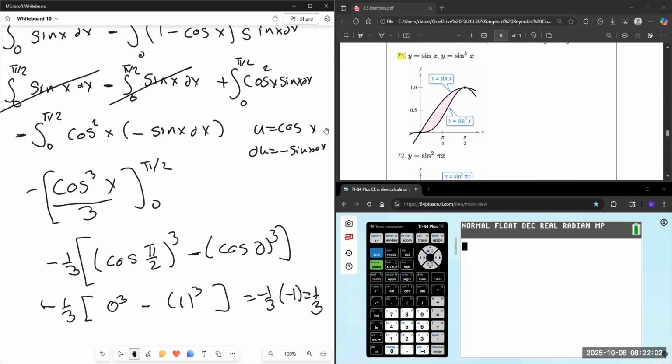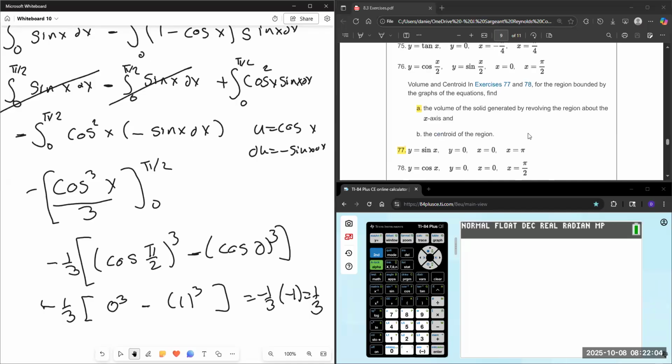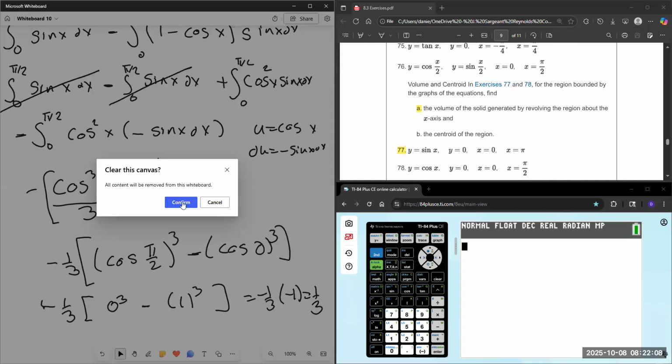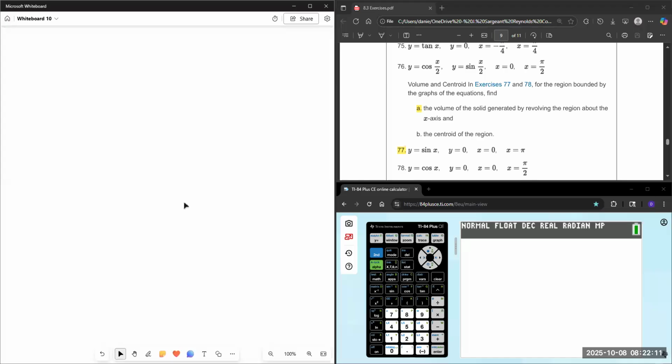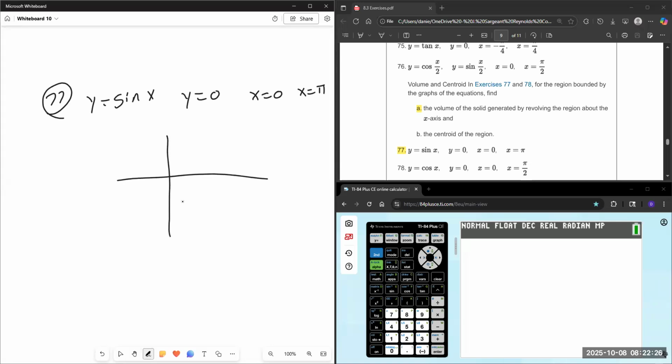Let's look at 77 now. We're just supposed to do part A here, where we find the volume of the solid generated by revolving the region about the x-axis. So 77 says y is equal to sine x, y equals 0, x equals 0, x is equal to pi. Let's just draw a quick sketch here. Sine from 0 to pi. That's what we're talking about.